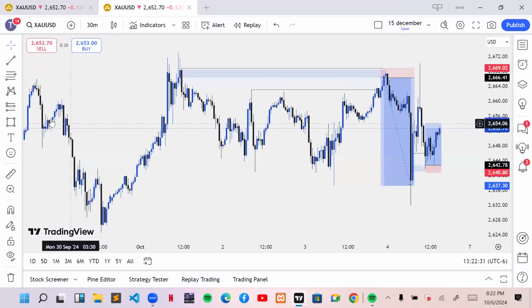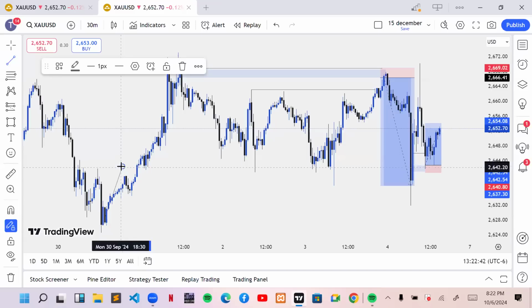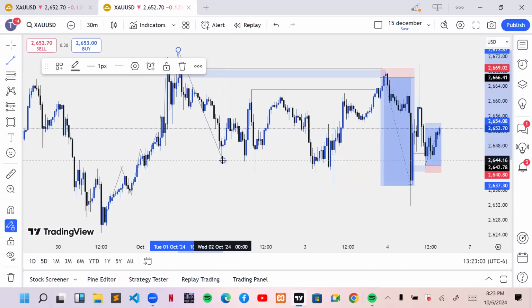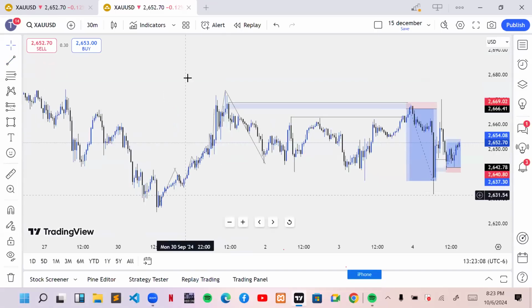Paying attention to this trade right here, you can see the market making a series of higher highs and higher lows. Higher highs, higher lows. Then the market did what? It made a lower low right here. So pay attention. Previously, I would be taking buys from this trade.